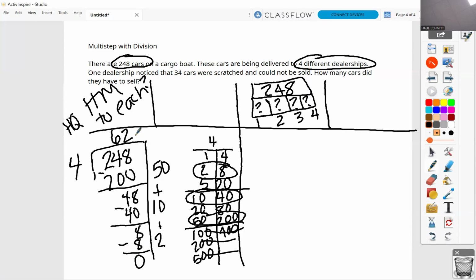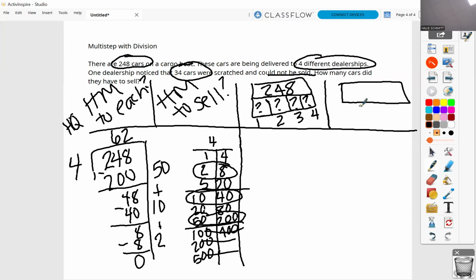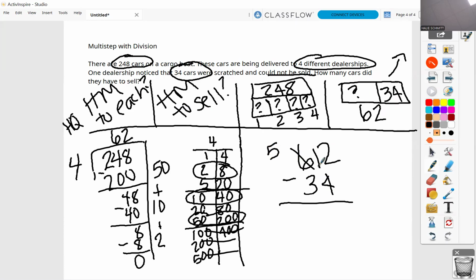Okay, I'm not done. The next part says, one dealership noticed that 34 cars were scratched and could not be sold. How many cars did they have to sell? So how much to sell? Well, I have 62 cars on the lot, and we know that 34 of them could not be sold. So we want to know what's left over, what could be sold. So we're going to take 62 and take away 34 that can't be sold. And so this is going to be 28 cars could be sold.